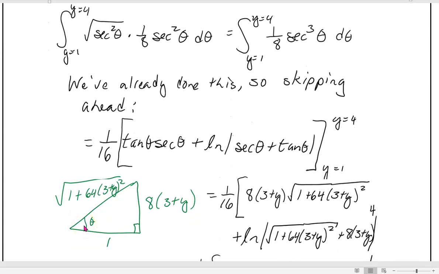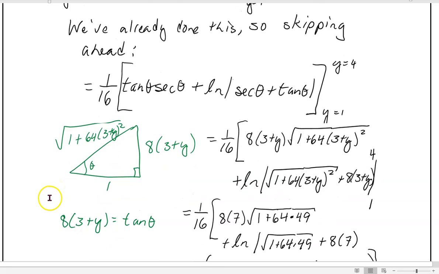This gives us 1/16 tangent of theta secant of theta plus natural log secant of theta plus tangent of theta, evaluated between 1 and 4 for the y values. Since the limits of integration are y values, but the variable inside the expression are theta values, we need to use our trig substitution factor in order to go back and use the triangle to get back to y.